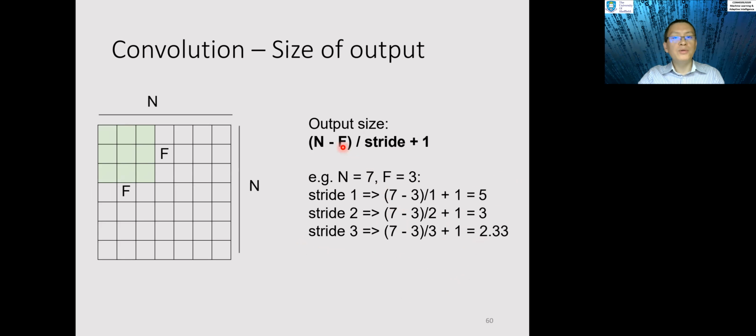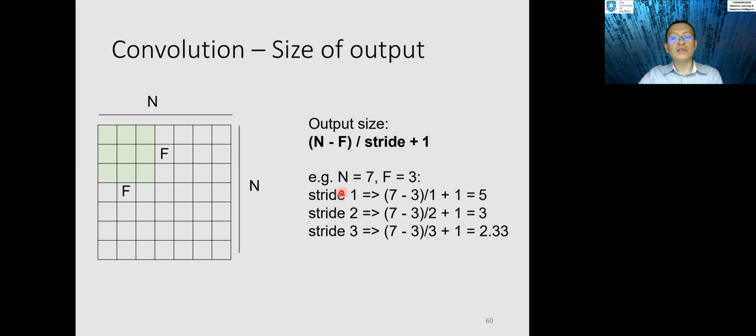So here, actually, we can figure out a formulation for the output size. Suppose the input size is n by n, and our filter size is f by f, and the stride is the size of our stride. And then the output size has this formula: (n minus f) divided by stride, plus 1.